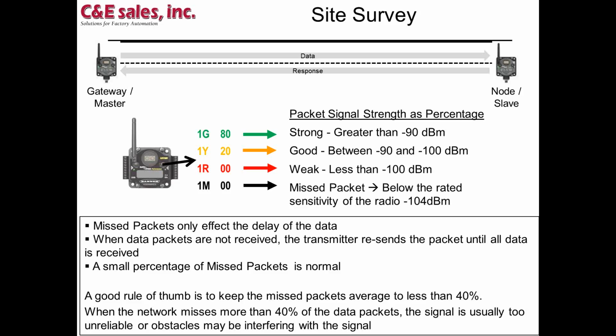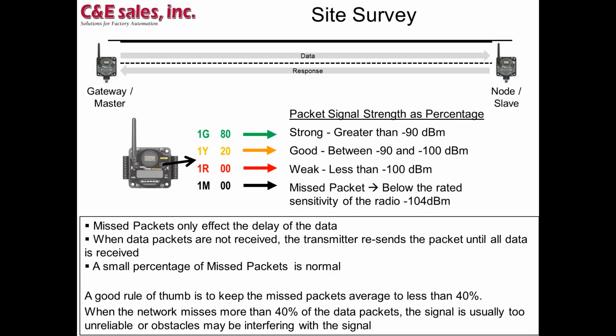So basically, this feedback is greens are greater than minus 90 dB, which is a strong signal. Yellow would be a little weaker signal, but still good. Red would be a weak signal, but still receiving data. And then missed packets are just packets that totally get lost. As it says here in the definition, minus 104 dBm of signal strength.